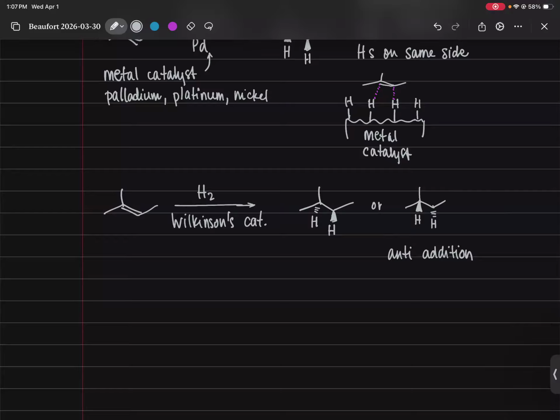So it doesn't matter which way you draw the wedge and the dash or which one you pick, because really you get both of these. But I really only care that you draw one of them and that you've drawn the anti-configuration of the two hydrogens. And for many cases, it's not going to matter. Actually, in this case, it shouldn't matter because the hydrogen on the right is not on a stereocenter.